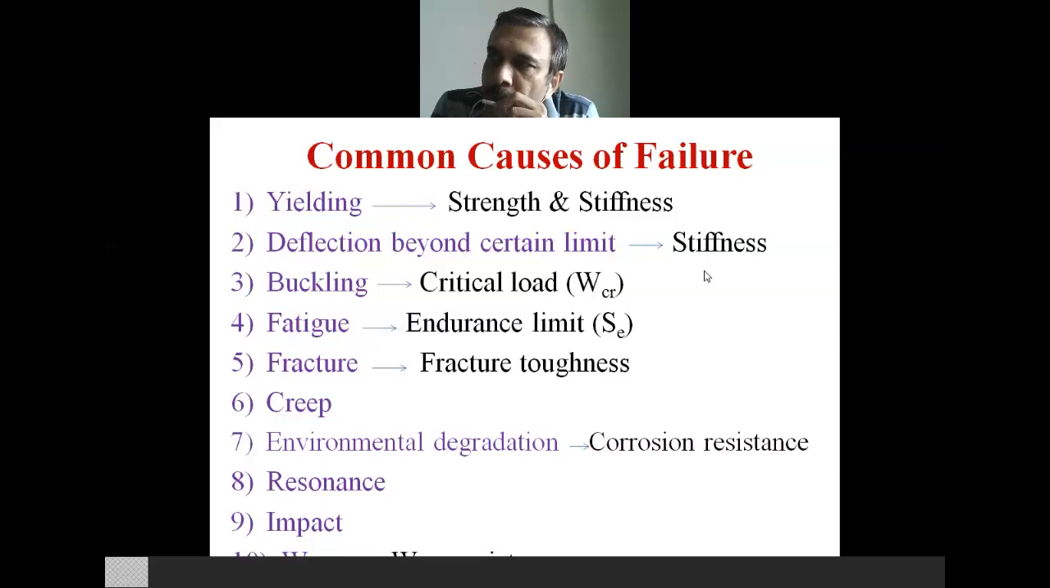So to make a component safe against failure, you have to take care of the endurance limit, and almost 80 to 90% of components fail because of fatigue failure. When you go for finite element analysis, to take care of this, the non-linear portion of the actual stress strain diagram is given as an input for analysis of any particular component when you go for structural analysis using FEA. So almost 80% of components fail because of fatigue failure, and one of the critical modes of failure is fatigue failure.